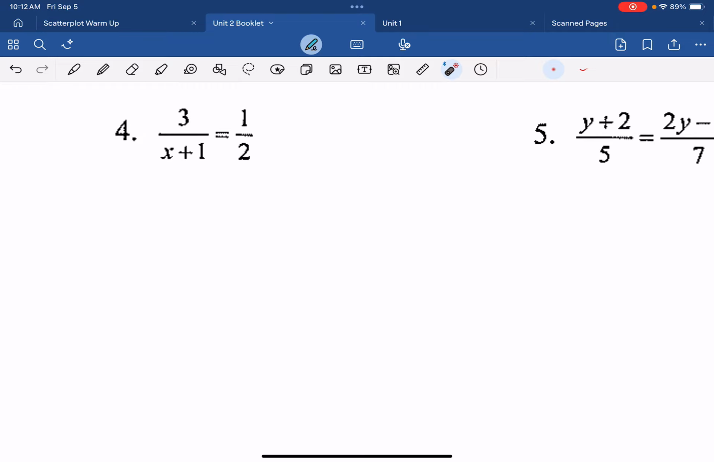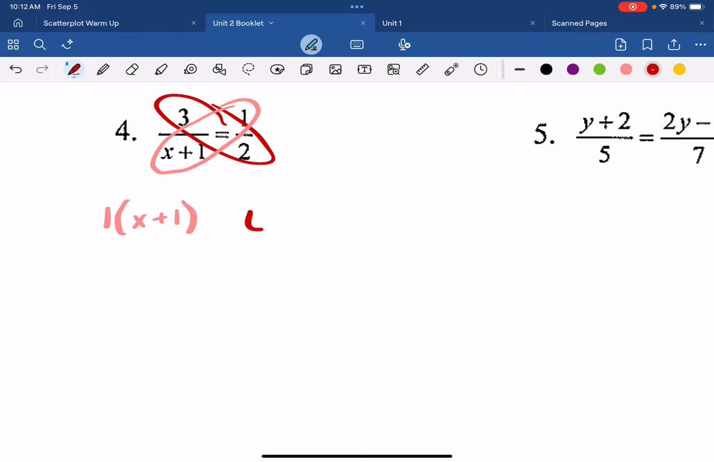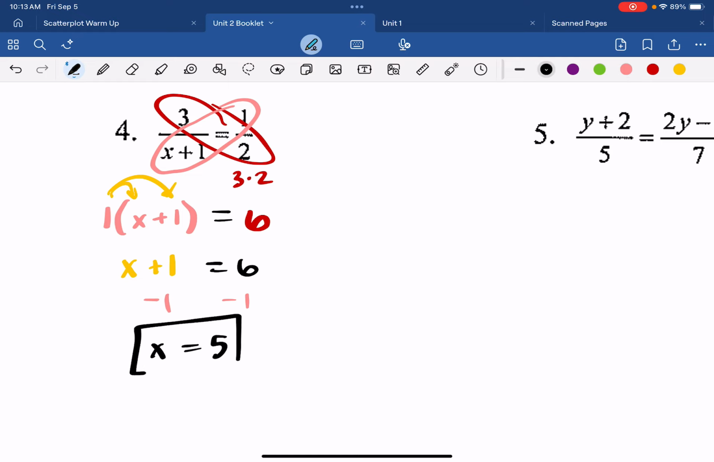All right, down here at 4, let's try this one more time. Okay, so I'm going to cross multiply here. So I have 1 times the whole quantity of x plus 1. And then my other wing is 3 times 2, which gives me a 6. Remember, that was 3 times 2. All right, so now I'm going to distribute my 1. Now, 1 times anything is just what I multiplied it by, so I'm left with x plus 1 equals 6. Subtract 1 from both sides. I'm left with x equals 5. Okay?